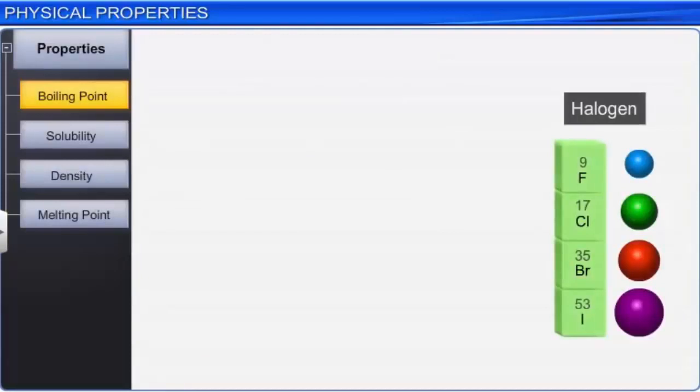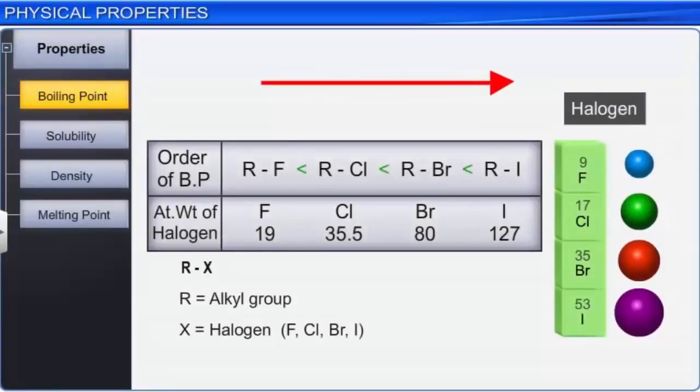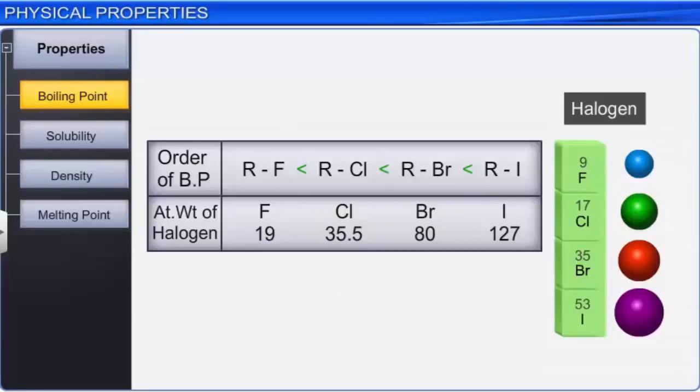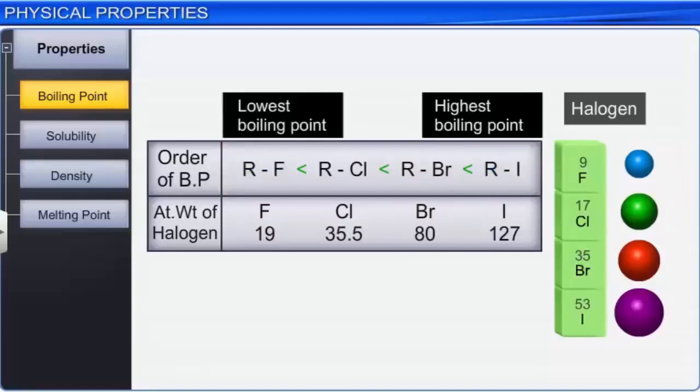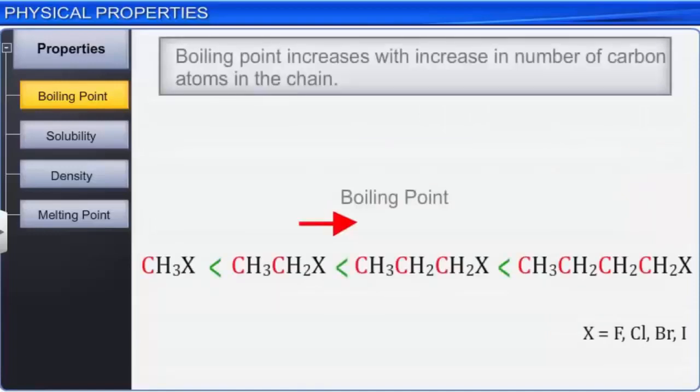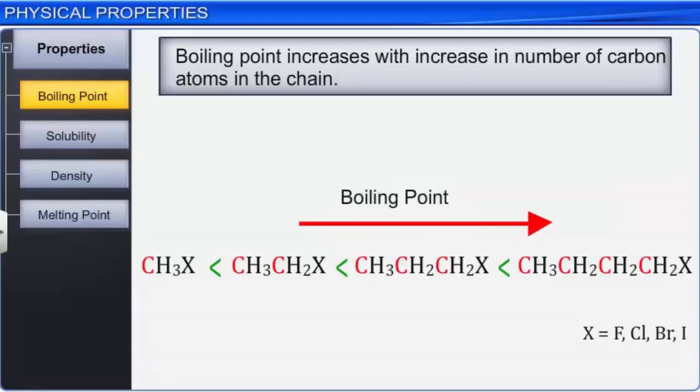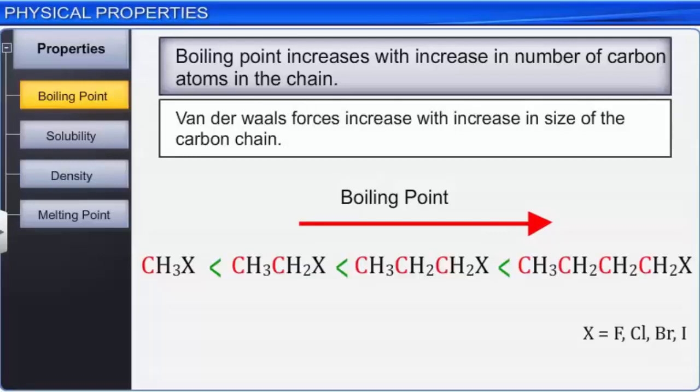For a given alkyl group, the boiling point increases with increasing atomic weight of the halogen. This is due to an increase in the magnitude of van der Waals forces of attraction with an increase in size and mass of the halogen atom. Thus, among the alkyl halides, alkyl iodides have the highest and alkyl fluorides have the lowest boiling points. For a given halogen, the boiling point increases with an increase in the number of carbon atoms in the chain. This is again due to the increase in the magnitude of van der Waals forces of attraction with an increase in the size of the carbon chain.